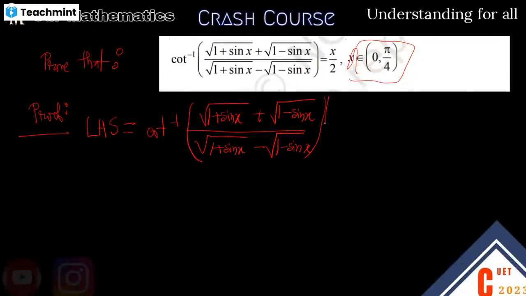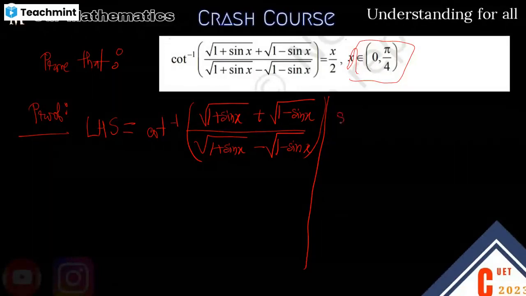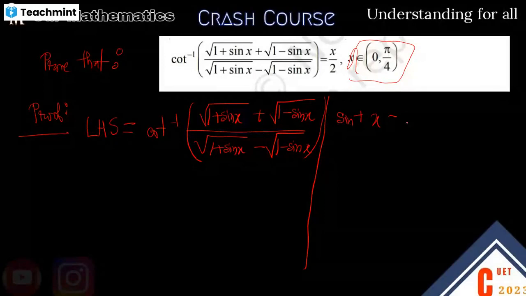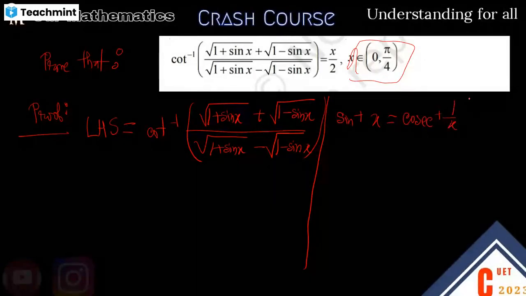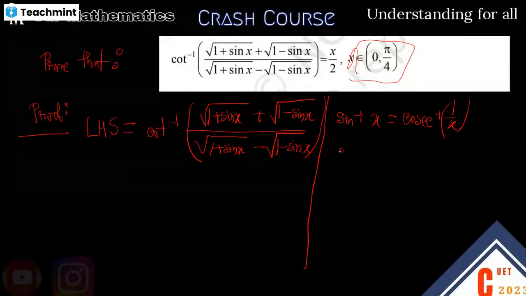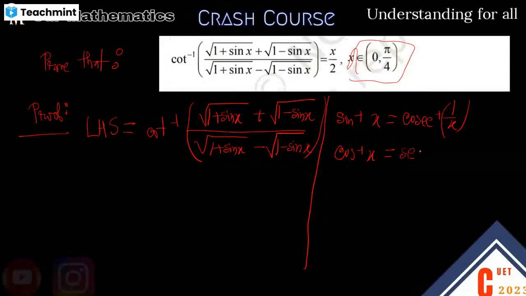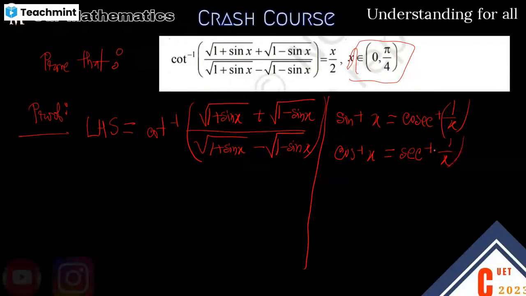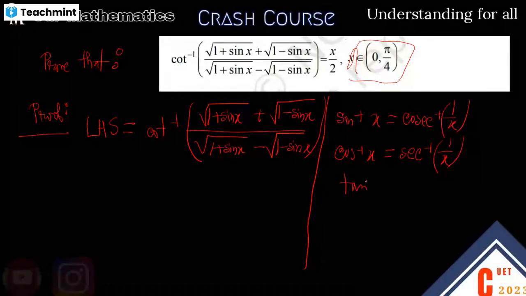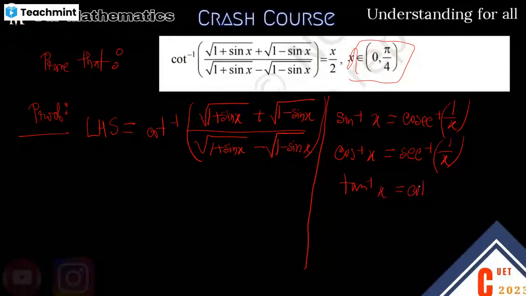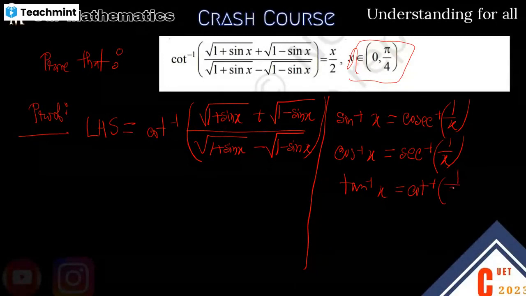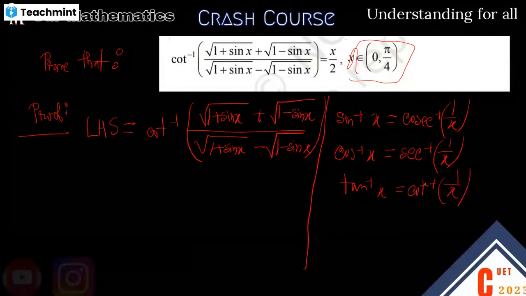Here I am writing a few formulas, I forgot to tell them earlier. Sin inverse x is equal to cosec inverse 1 by x, cos inverse x is equal to sec inverse 1 by x, tan inverse x is equal to cot inverse 1 by x. Okay?